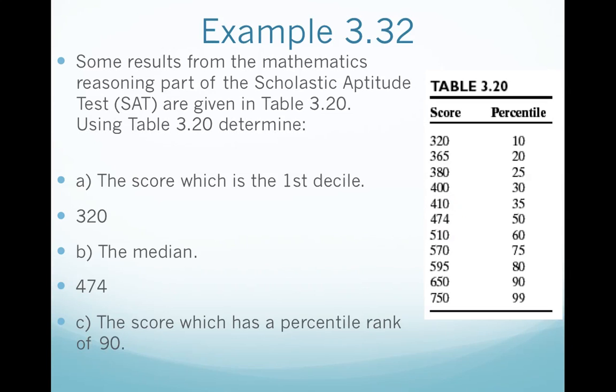The score which has a percentile rank of 90. So easy, you just go to the column for percentile, you look at the percentile 90, which is the percentile rank of 90. The score associated with that is 650. The interpretation of that would mean that 90% of the students had a score of 650 or less, where 10% of the students had a score more than 650. Okay, so the answer here is 650.